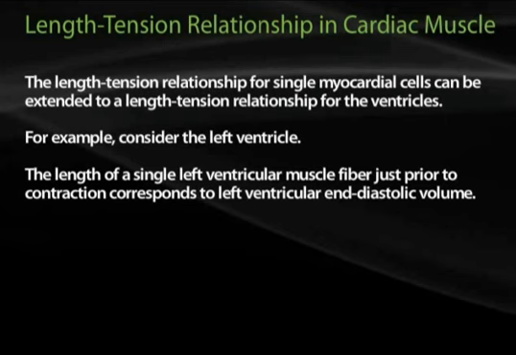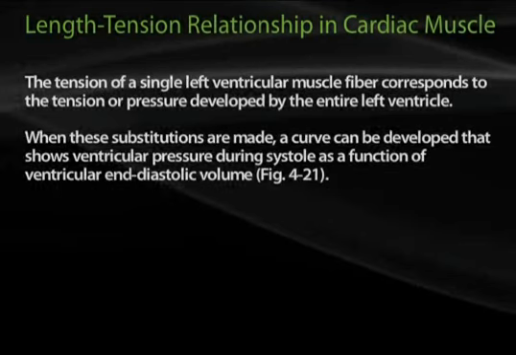The length-tension relationship for single myocardial cells can be extended to a length-tension relationship for the entire ventricle. For example, consider the left ventricle. The length of a single left ventricular muscle fiber just prior to contraction corresponds to the LV-EDP, or left ventricular end-diastolic pressure or volume. You can take this to mean that as one fiber lengthens, the left ventricle will relax and expand.